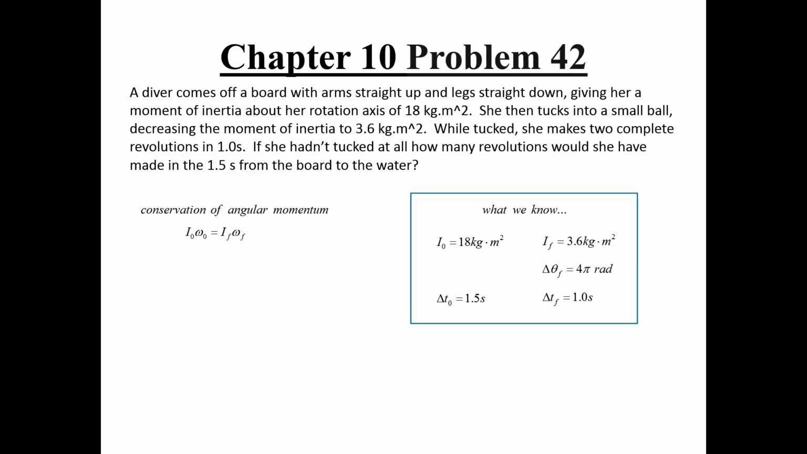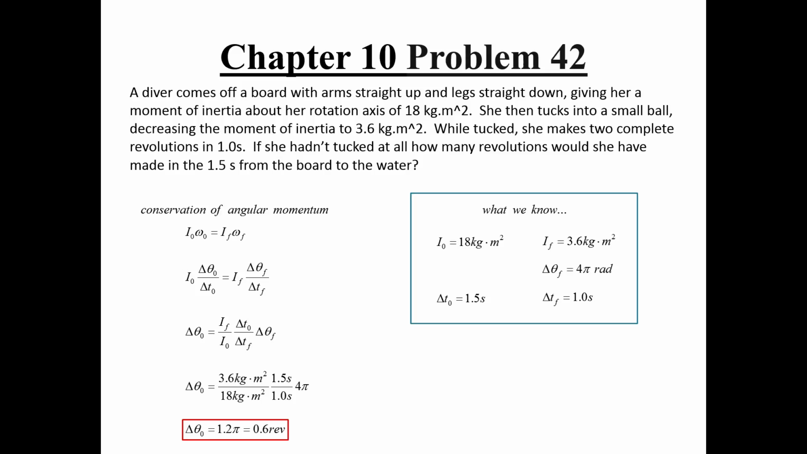So what we can do is re-express the angular velocity in terms of the angular displacement and time. Doing so gives us an equation where the only unknown variable is the one we're looking for, her angular displacement if she had not tucked into a ball during her dive. Rearranging the equation for this value and substituting in the information we were given in the problem, we find that had the diver not tucked into a ball, she would have only made 0.6 revolutions before hitting the surface of the pool.